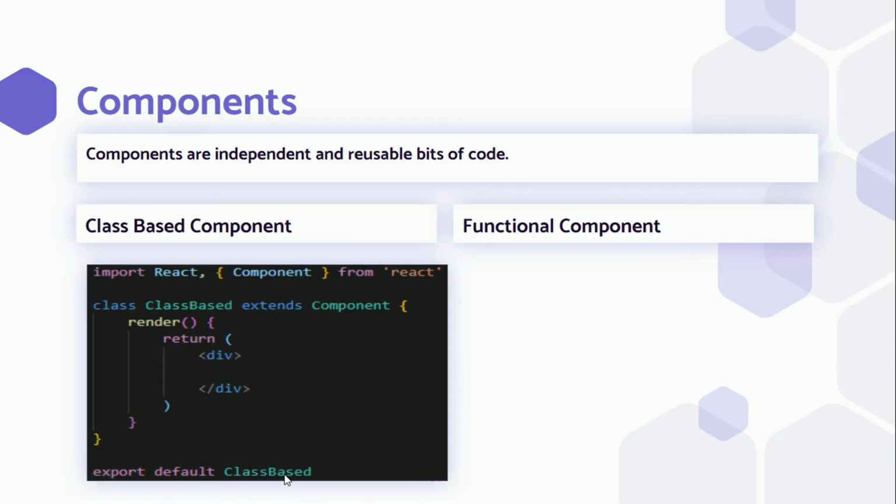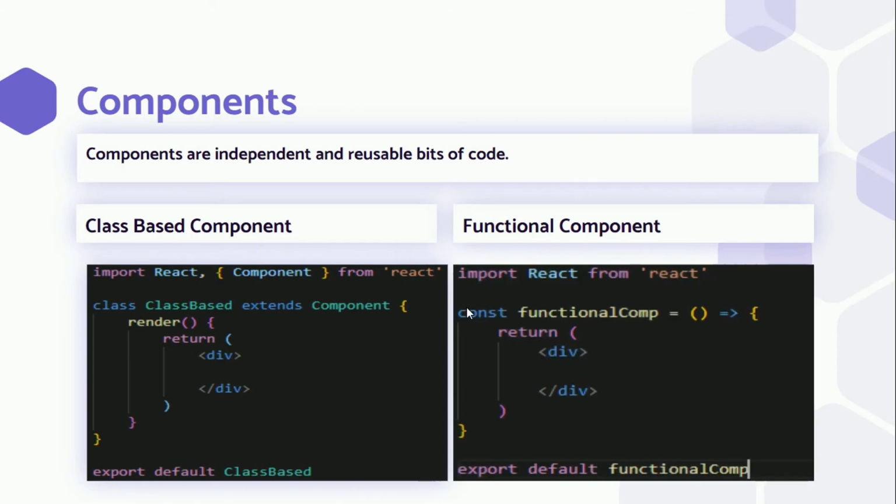Now let's see the syntax of a functional component. Also in a functional component, we have to import React from React, and after that we have to write one function, and here we have written an arrow function. We can either use an arrow function or a normal JavaScript function. Inside the arrow function we are returning the JSX.